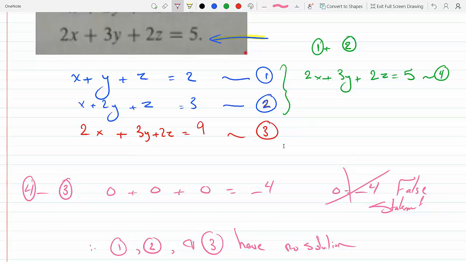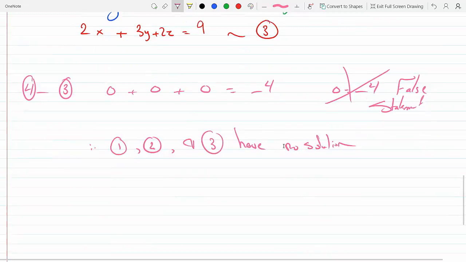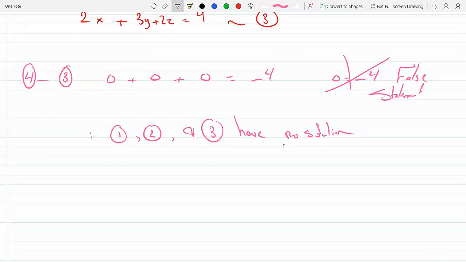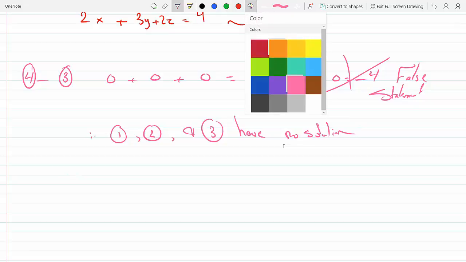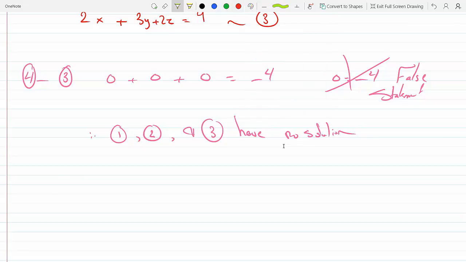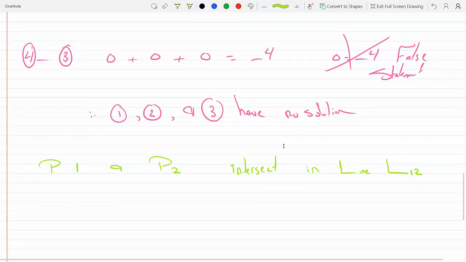Okay, and since 1, 2, so we know that plane 1. So that's for equation 1. We know that plane 1 and plane 2 are not parallel. Intersect, let's say in line L12. Okay, now the three equations 1, 2, and 3 do not have a solution.